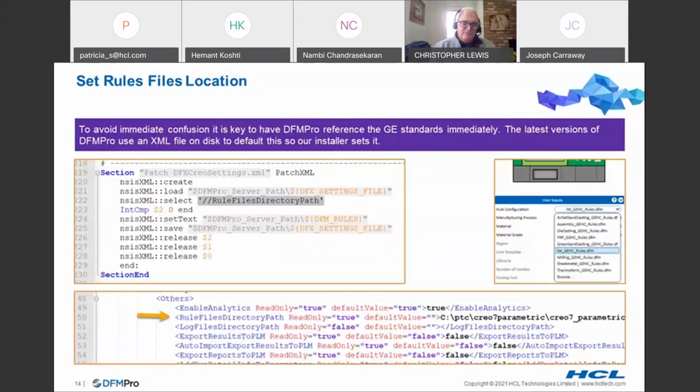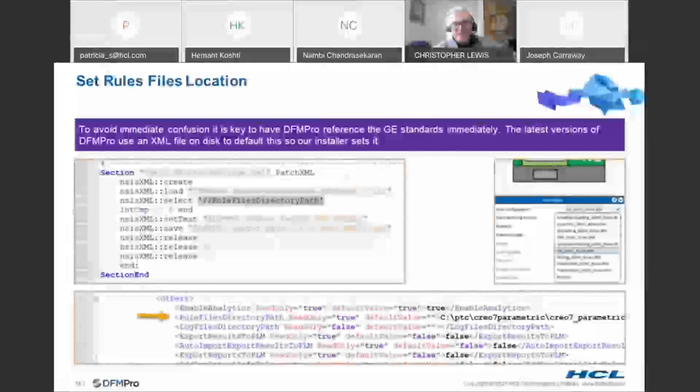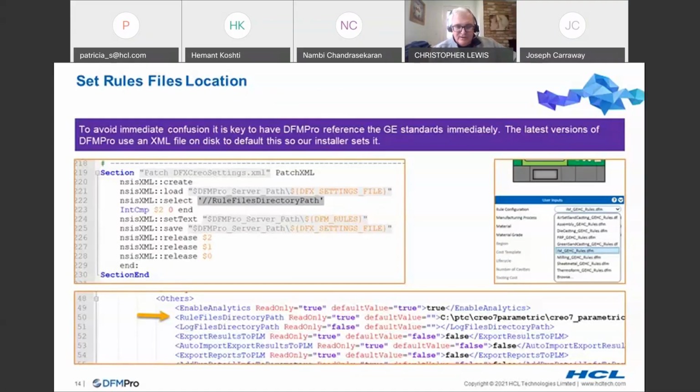And here's an example of some code. I believe all these slides will be available for people after the event. I do have more slides than what we're showing today, but the code surrounding, for example, the rule file. So now with the later versions of DFMPro, you can set it using a straightforward XML file rather than having to worry about environment variables or registry settings. You can just have a file on disk, which is much more in alignment with what we do with Creo Parametric.